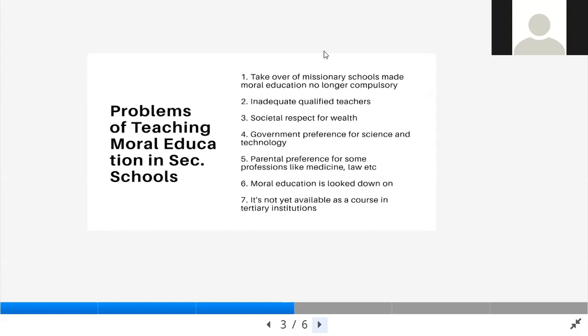So we're saying that one of the problems of teaching moral education in school is inadequate qualified teachers. When the missionaries were handling these schools, before the private owners and the state took over, they were doing moral education. There was joy. Children were taught to enjoy moral education. In fact, moral education was made compulsory, so that a specific time was allotted to it on the timetable.